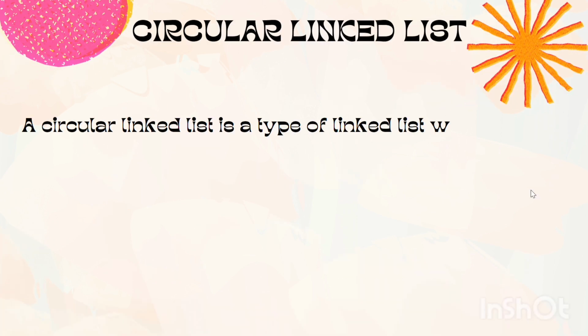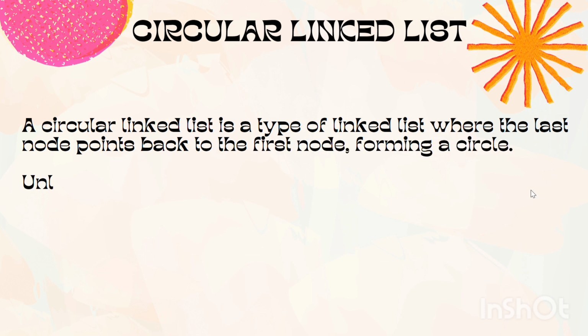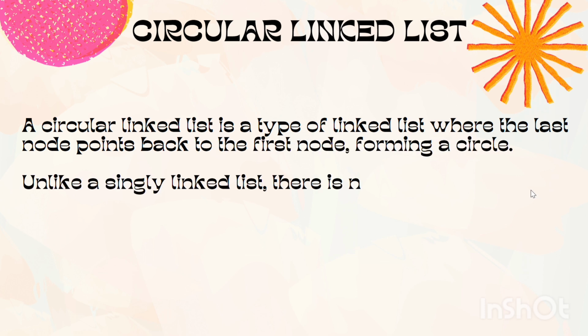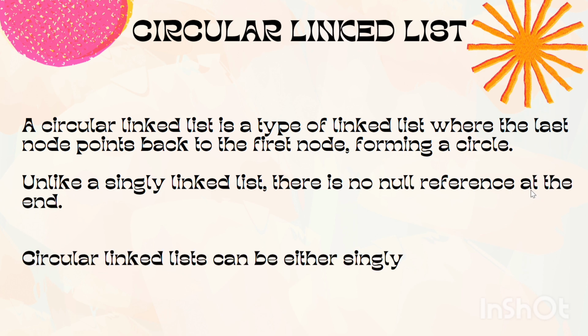So first let us see what is a circular linked list. A circular linked list is a type of linked list where the last node points back to the first node, forming a circle. Unlike a singly linked list, there is no null reference at the end. A circular linked list can be either singly or doubly linked.